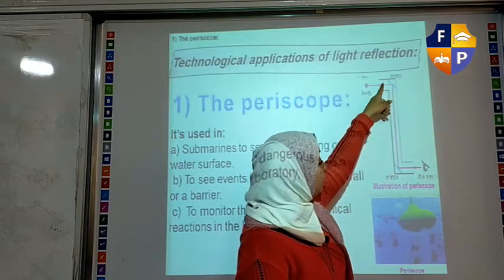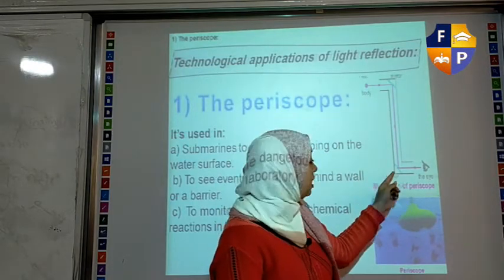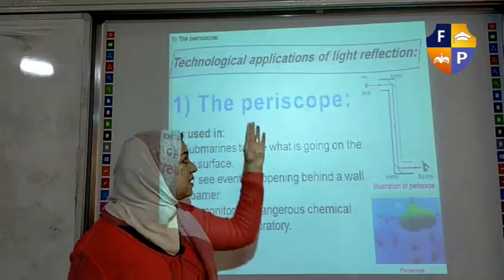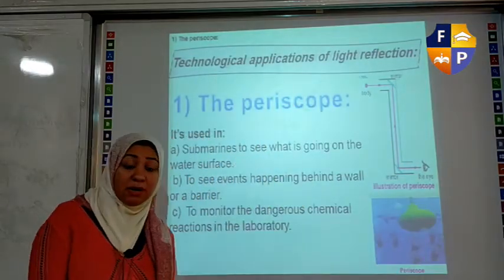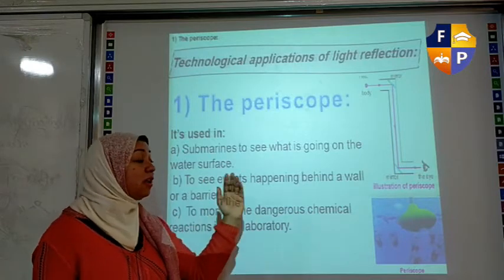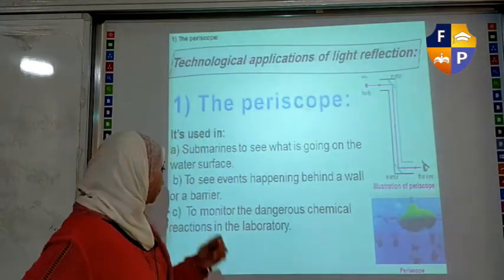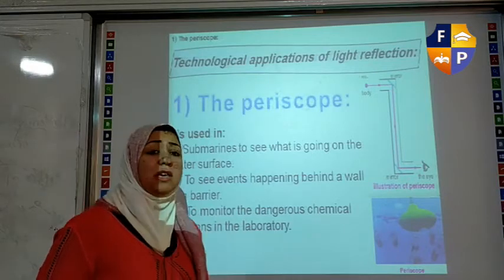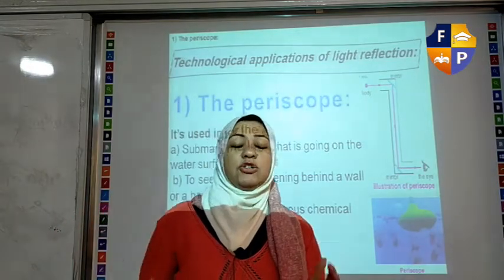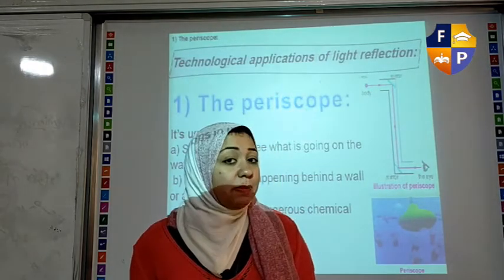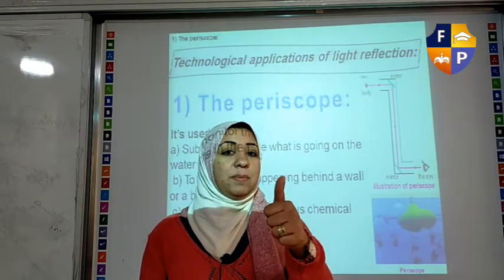When the light falls on the mirror, it will be reflected to the second mirror, and the second mirror reflects it to our eyes. So the periscope is used in submarines to determine what's happening behind a wall or under the sea. Also, it can be used in the laboratory to observe any dangerous chemical reaction. So the first technological application of light reflection is the periscope.